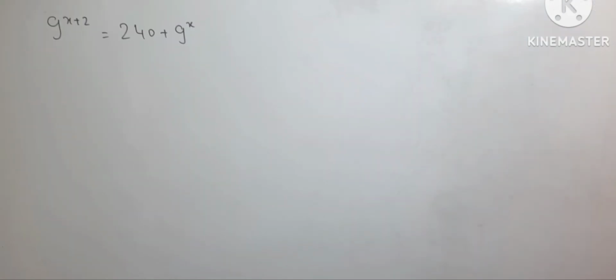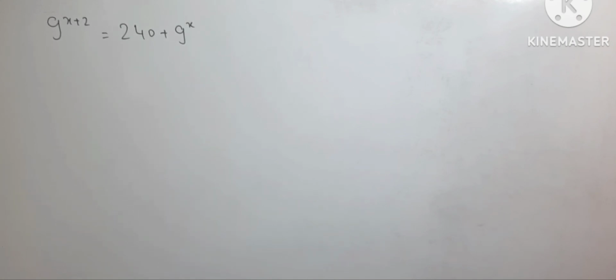So this is the question. If you see, the bases are the same. 9 is there on both sides, on the left hand side as well as the right hand side. But we have the 240 value also. So what to do?